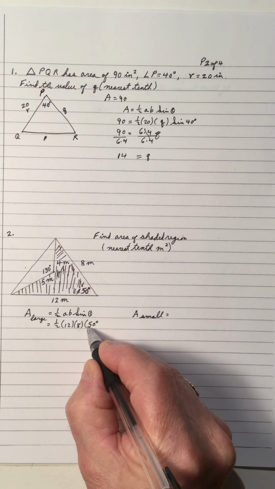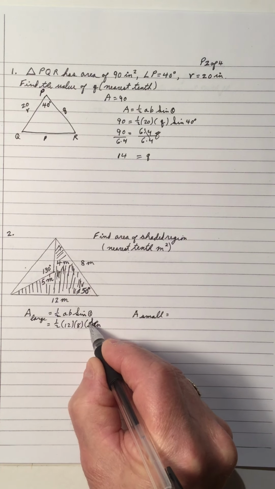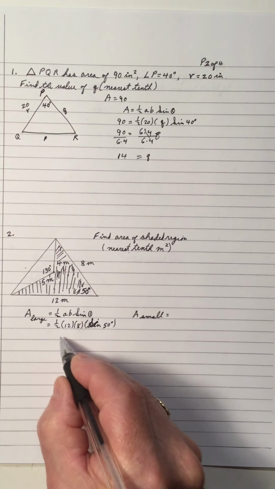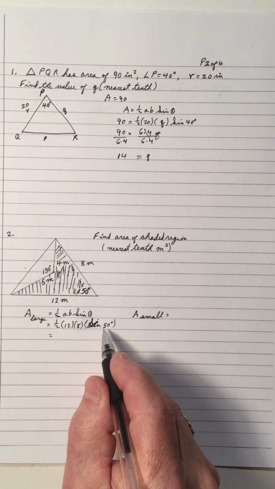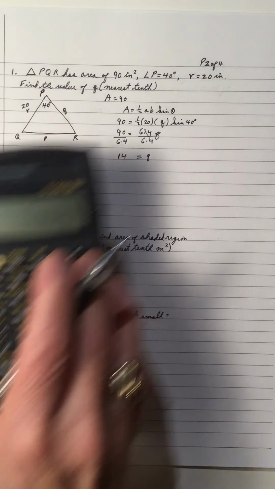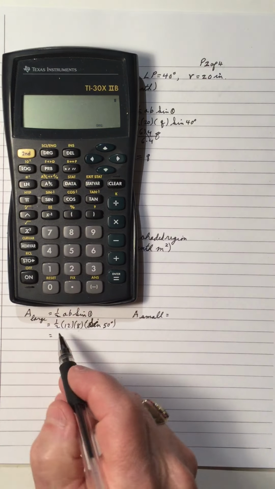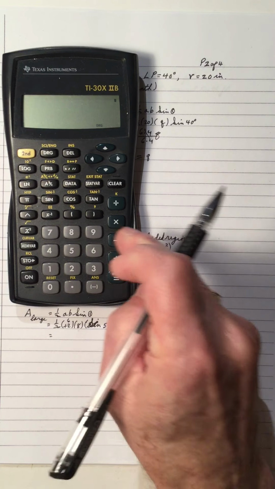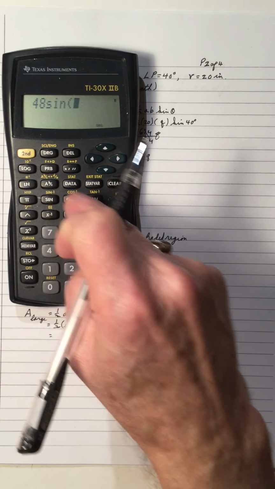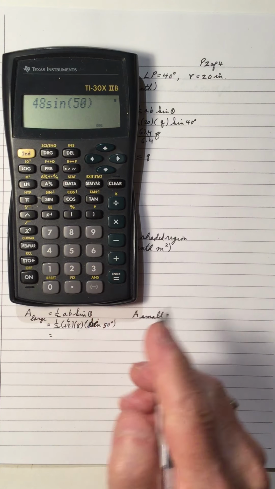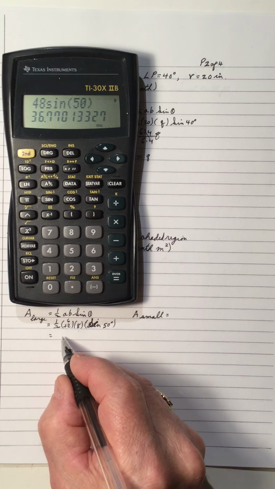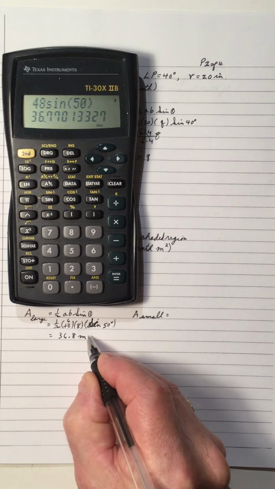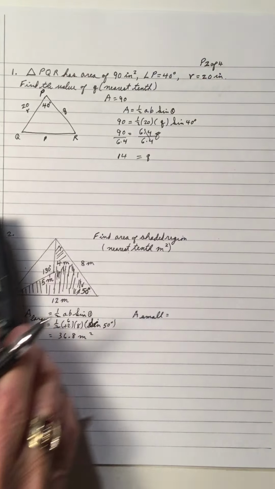I forgot to put the sine in. Sine of 50. Got to multiply all that out. Half of 12 is 6, so I got 48 sine 50. So 48 sine 50 degrees, and again, to the nearest tenth, I get 36.8 square meters.